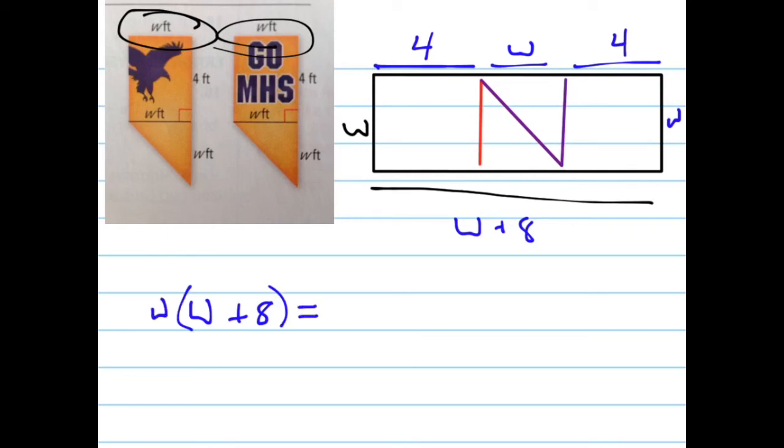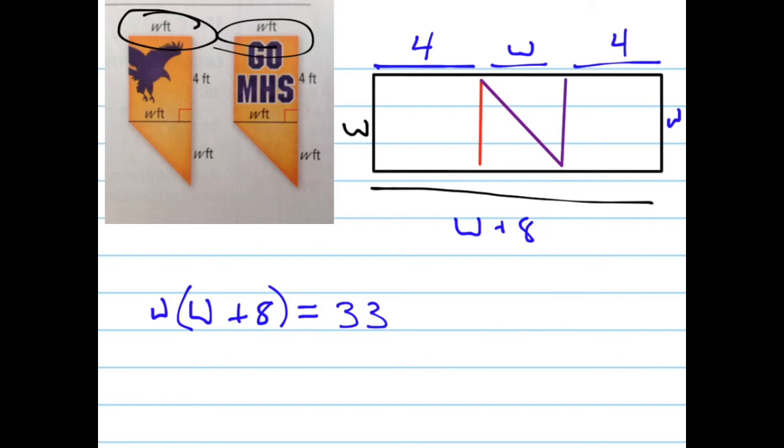Now, they told me how much area we're using to make this banner. What's the total area that we're using for this banner? One banner is 16.5. So 2 banners together is 33. Okay, that's a little trick they threw in there. So those got a total to be 33.